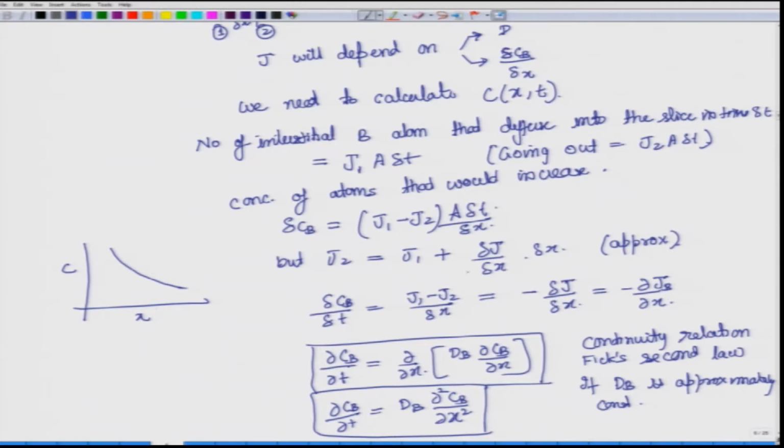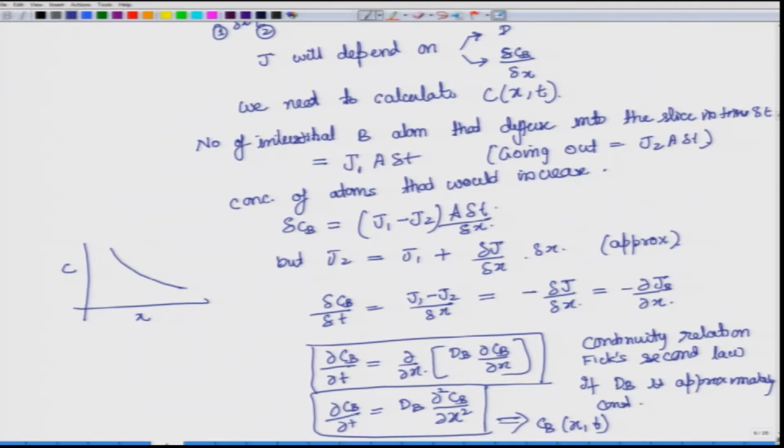From there we get a relation like this, and what we are able to see is that we are in a position to find a relation for concentration in terms of x and t. So, this is in the differential form, and when you solve it depending on the initial and final conditions, this will give you CB as a function of x and t. So, this will have to be solved depending on initial and final conditions.